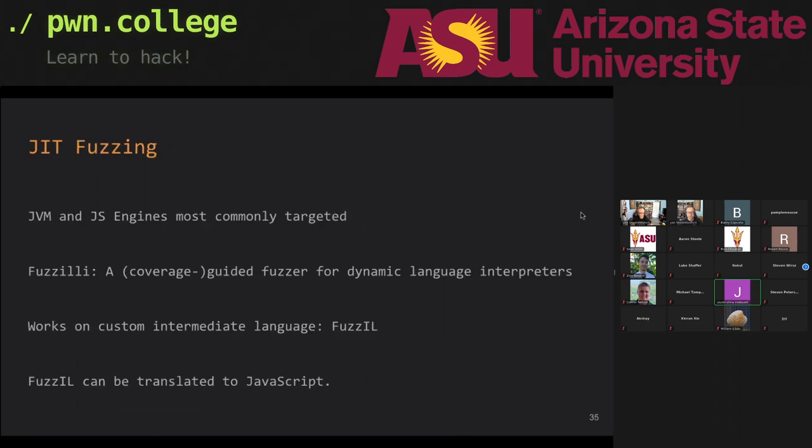JIT fuzzing has been in existence for a while, although the Java Virtual Machine and JavaScript engines were the most commonly targeted. Fuzzilli is one of the most commonly used JavaScript fuzzing engines, which uses an intermediate language called FuzzIL in order to perform its mutations. FuzzIL can easily be translated into JavaScript, and the mutations that are performed on FuzzIL guarantee semantic correctness.